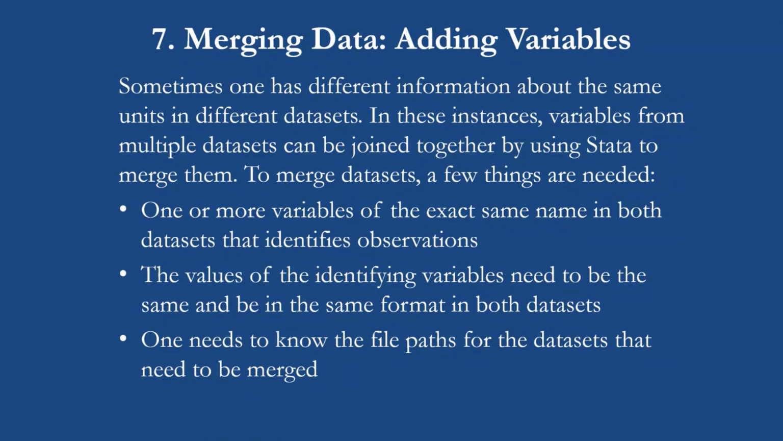So anyway, you need to know the name of the variables that identify your observations. The names and values of those identifying variables need to be the same and in the same format in both data sets. What that means is if it's a string variable in one data set, it needs to be a string variable in the other. If it's numeric in one data set, it needs to be numeric in the other.